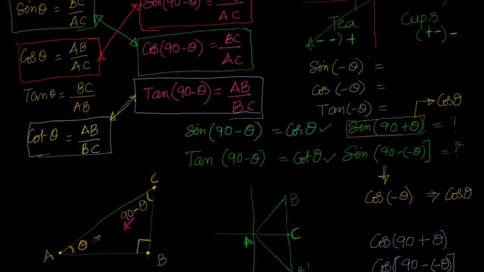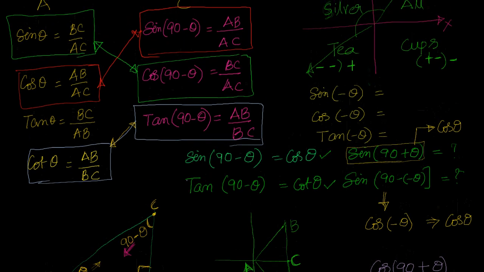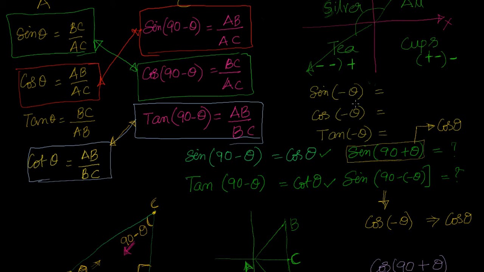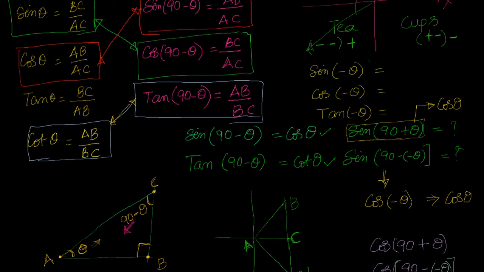Similarly, I went to the angle C. Angle C is equal to 90 minus theta, because angle A is theta, so angle C should be 90 minus theta, since they add to 90 degrees. They are complementary angles, as we know. So sine of 90 minus theta, looking from this direction now, my opposite side is AB, hypotenuse is AC. Similarly, cos of that is BC by AC. Tan of that is opposite by adjacent, AB by BC.